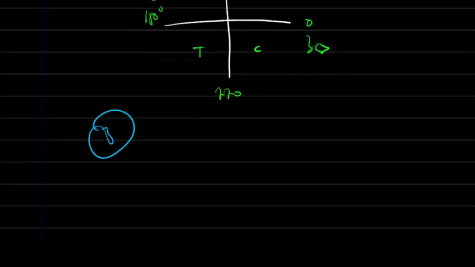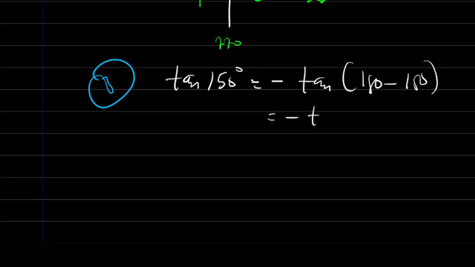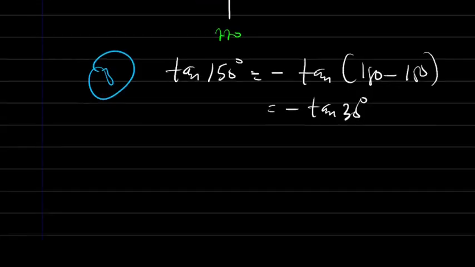What about tan? Tan 150 degrees. The same thing for tan. In this quadrant, tan is negative. So we say minus tan of 180 minus 150, that's minus tan 30 degrees. That was very simple. Now, moving on.